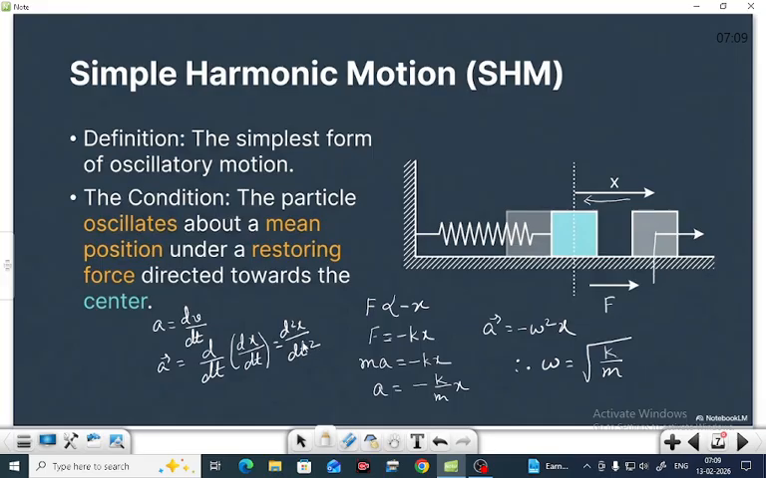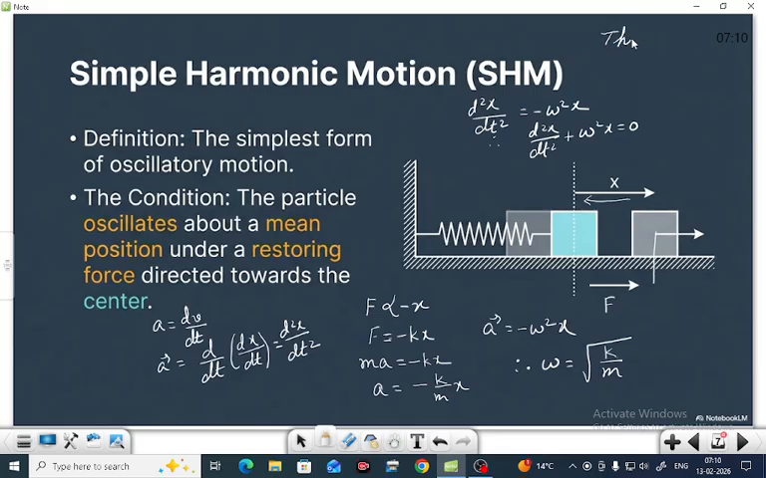Right? d square x by dt square. So this is acceleration. In terms of acceleration, we can write d square x by dt square is equal to minus omega square x. Therefore, it can be written as d square x by dt square plus omega square x equal to 0.